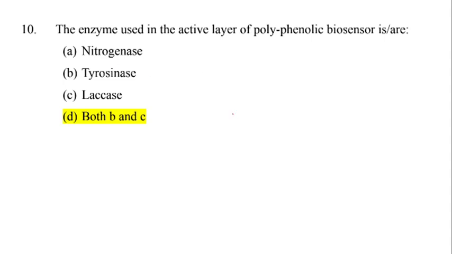Finally, question number 10. The enzyme used in the active layer of polyphenolic biosensor is R. Okay. So, the phenolic biosensor. How does it work? We will discuss it a little bit. The answer is very simple, but I will explain how it works.